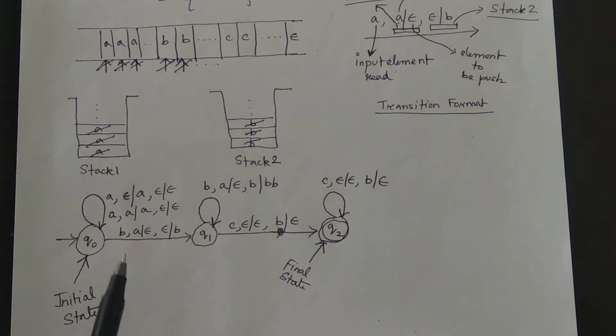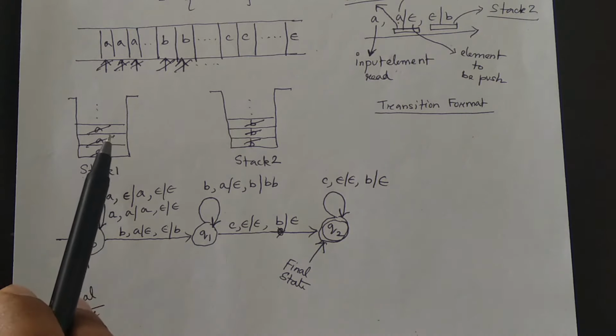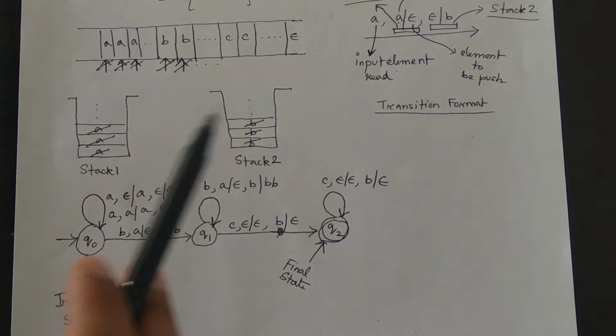So on seeing the first element B in stack number 1, what is the top of the stack? A. Now what am I using in the push operation? This epsilon. This means that I will pop this A. That means on seeing B, first I will pop the A which is at the top of the stack in stack number 1. And simultaneously in stack number 2, I will push this B. Clear? So this means that two parallel operations are going on.